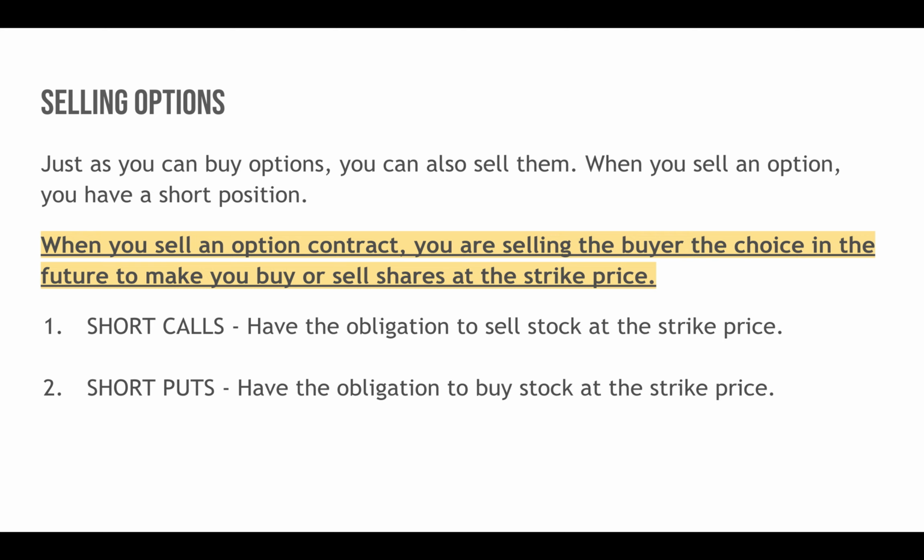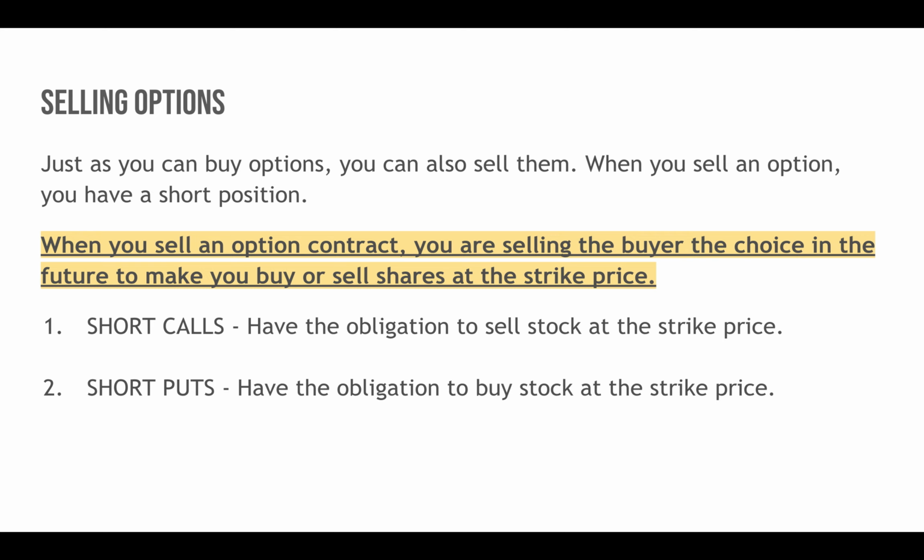Just as you can buy options, you can also sell them. When you sell an option, you have what's called a short position. Remember, when you're buying options, you have a long position. When you sell an options contract, what you're doing is you are selling the buyer the choice in the future to make you buy or sell shares at the strike price.